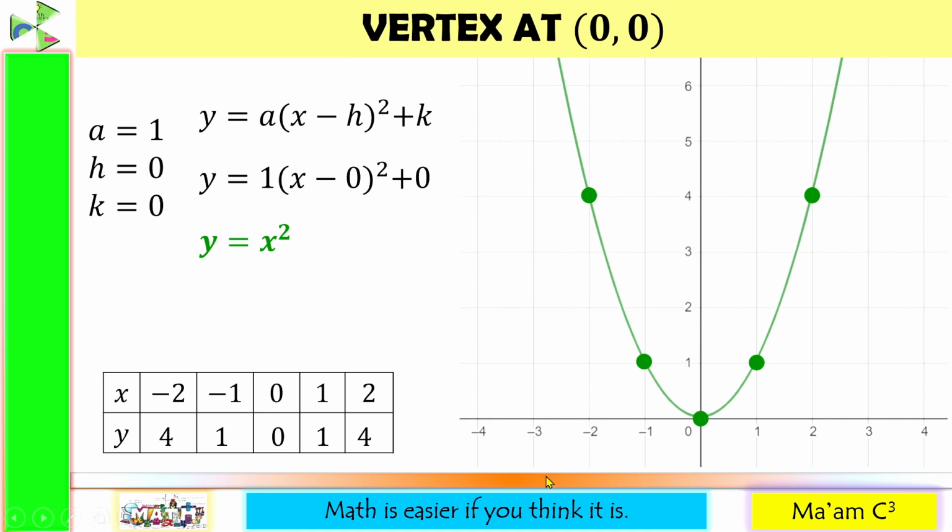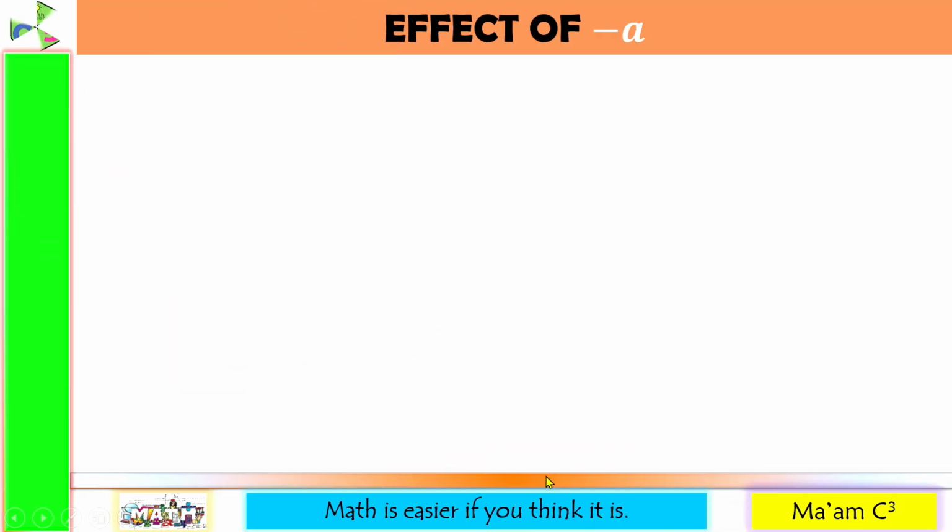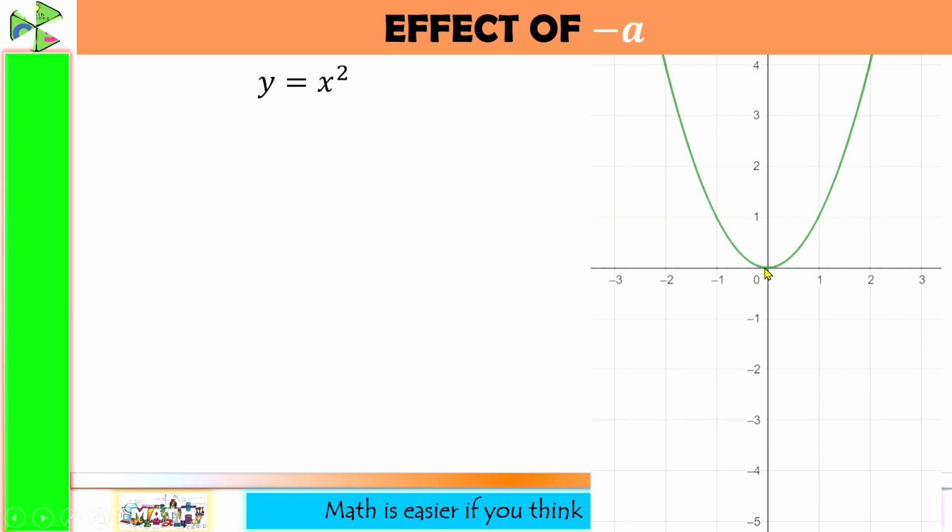Now let us study the effect of negative a. Once again, let us recall the equation of a parabola whose vertex is at 0, 0. Let us recall also the graph of it. This is the vertex, 0, 0. Now, what if we have a negative a? Let us say negative 1. So this will become y is equal to negative x squared. In here, the value of our a is negative 1. What do you think the graph of y equals negative x squared will look like?